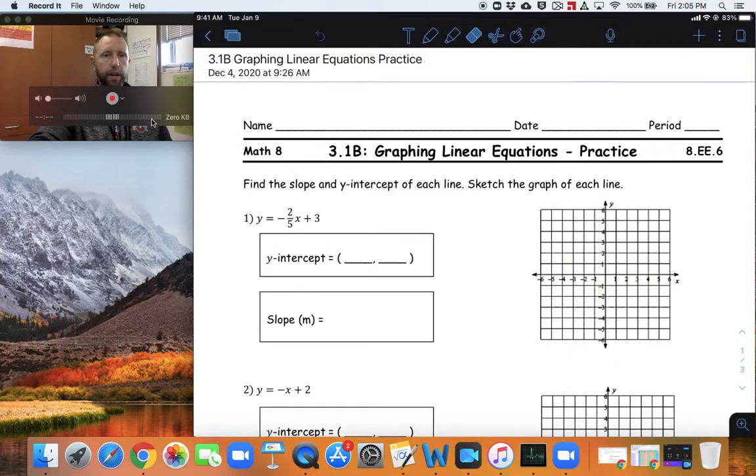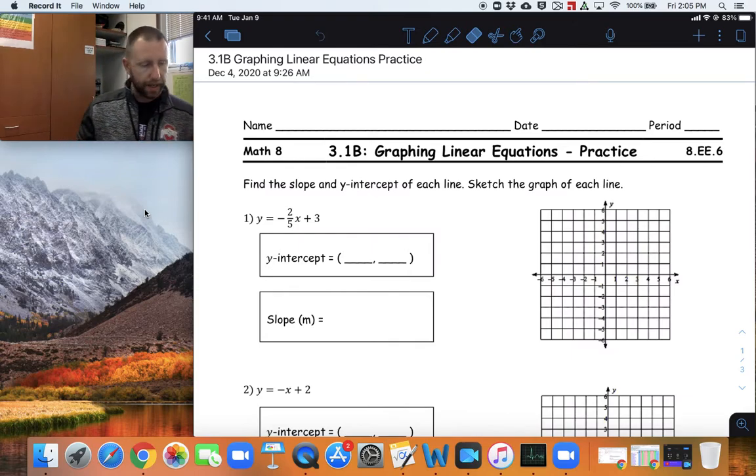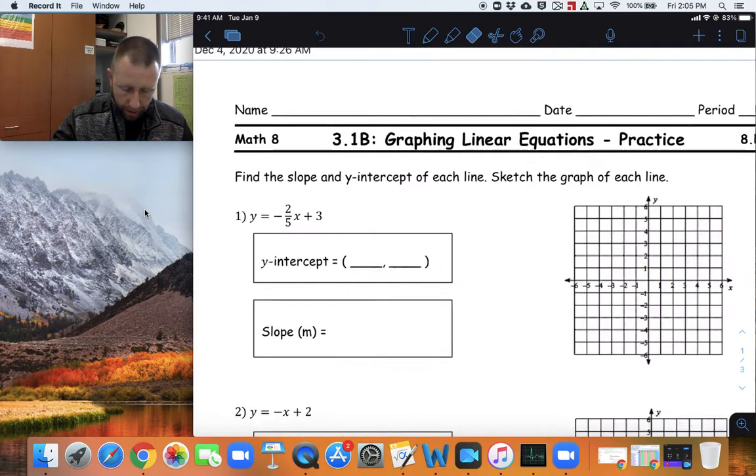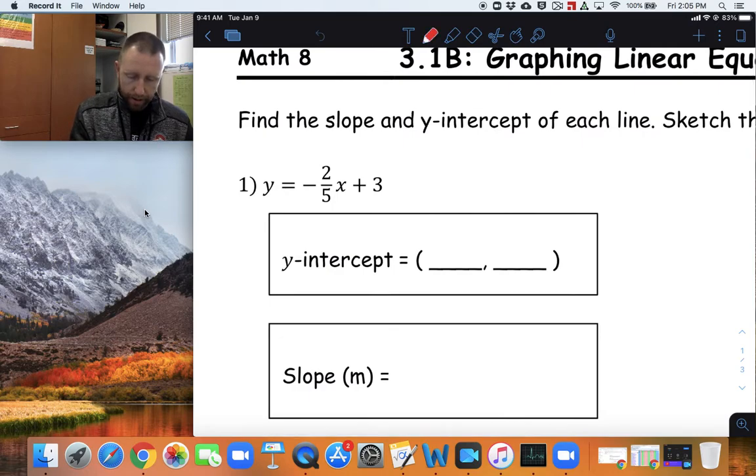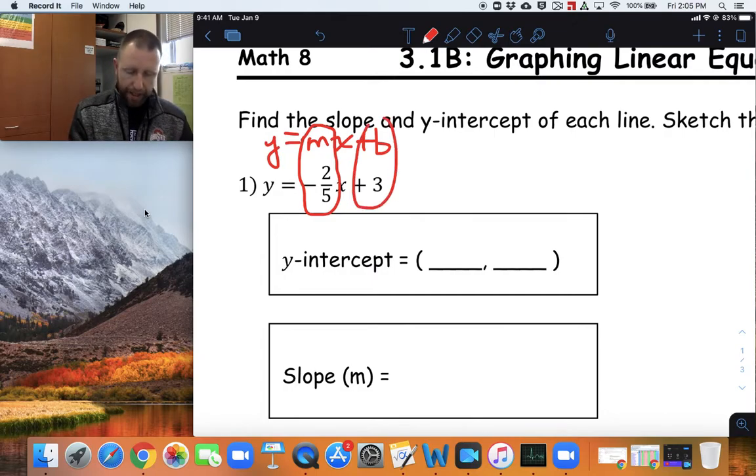All right, I'm going to go ahead and do the answer key video for 3.1b, which starts on page 11 in your books. It says here, find the slope and the y-intercept of each line, sketch the graph of each line. Just like we found out in the notes, I've got my format for my equation, y equals mx plus b, where m is the number in front of x, that's my slope, that's my rise and my run, and then b, my y-intercept, is that number there at the end.